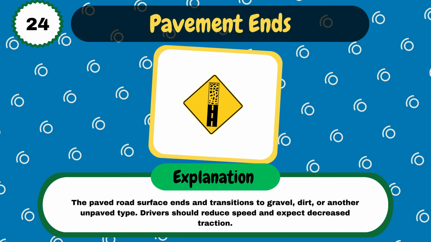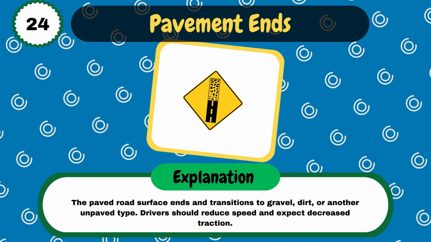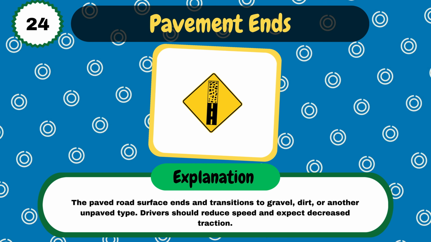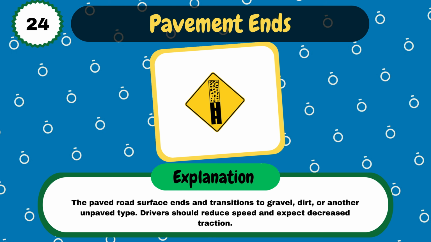This is the pavement ends sign, and it means the road surface is transitioning from paved to unpaved, such as gravel or dirt. Drivers should reduce speed immediately to avoid skidding, stone spray, or loss of traction.